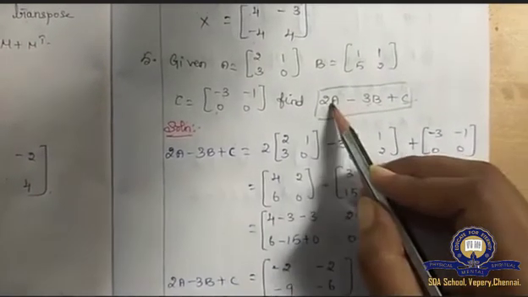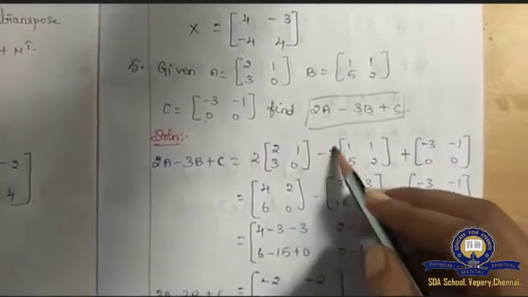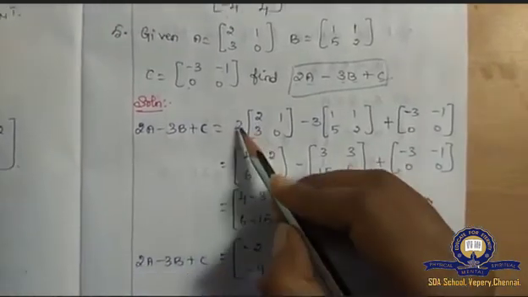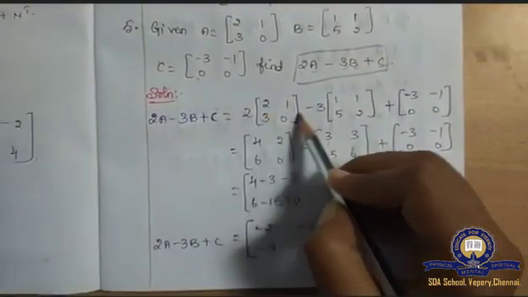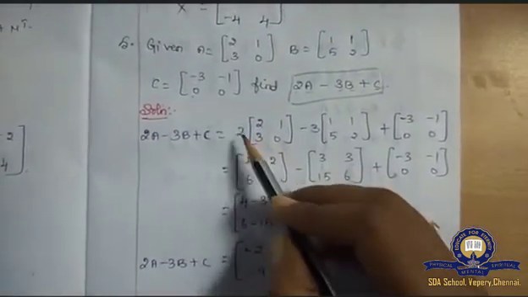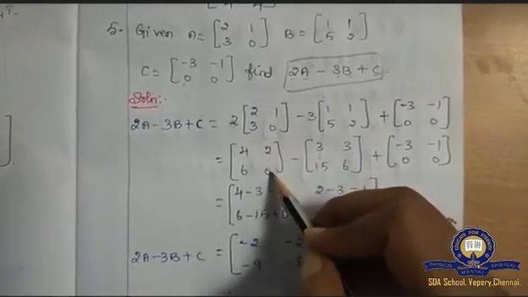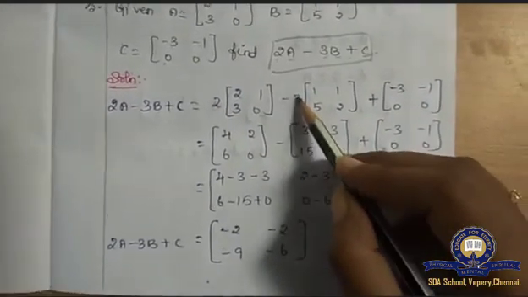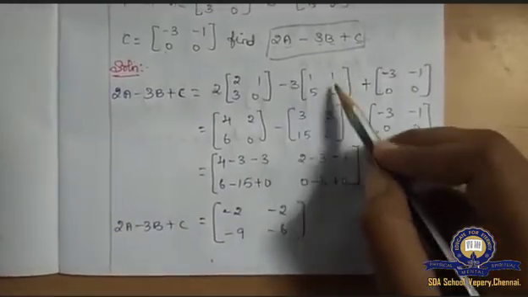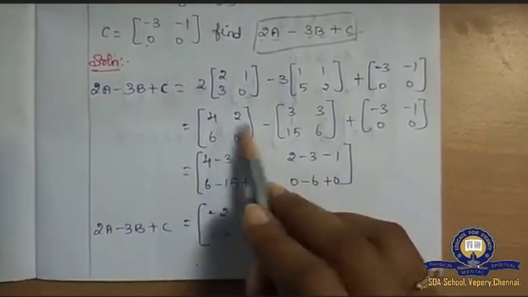Here we are going to just multiply 2 with the A matrix, okay, and 3 with the B matrix, plus the C matrix. Now what will happen? Here we want to multiply each and every element of this matrix with 2. So 2 into 2 is 4, 2 into 1 is 2, 2 3s are 6 and 2 into 0, 0. Minus, here I'm going to multiply 3 with every element. So 3 5s are 15, 6, and then same procedure.